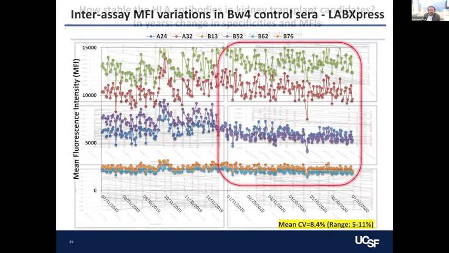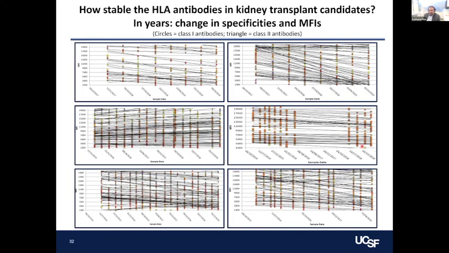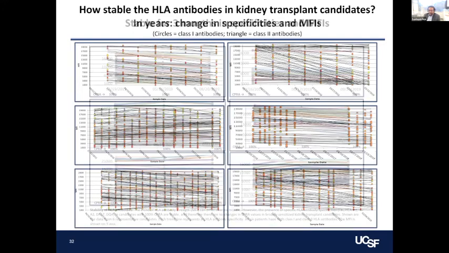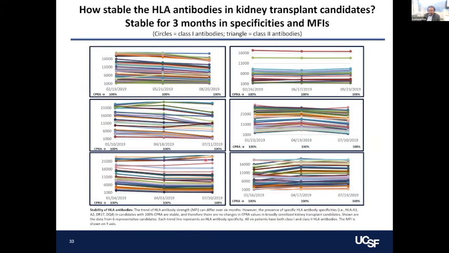Another question is how stable these HLA antibodies are. What I'm showing is six different patients looking at different time points over a couple of years. You can see it's a big change. Some antibodies go down, some come up. In almost all patients that we looked at, no antibody stays stable. It's constantly changing. But these are 2 or 3 year follow-ups. If you look at a very short time, within 6 months, there's no big change. There may be some MFI change, but it still remains within the same range.